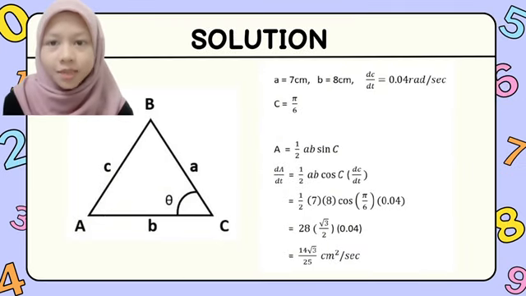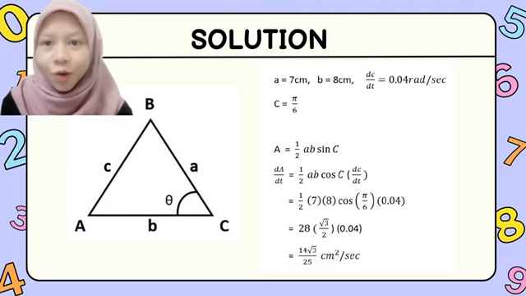To find the answer for this question, we need to use the formula area equals 1/2 ab sin C. And then we need to differentiate the area over time to get dA over dt equals 1/2 ab cos C dC over dt.